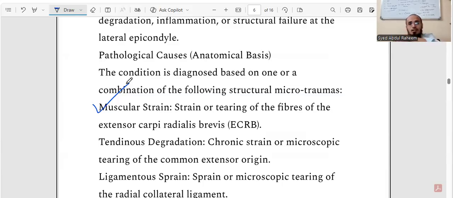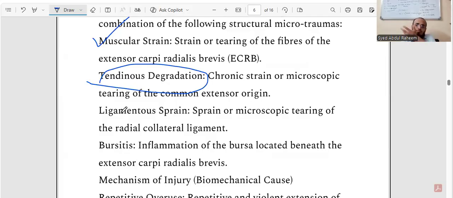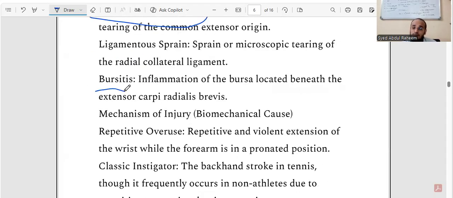Or the epicondyle, ligaments, anything in that area, the lateral epicondyle, or tendinous degradation. The muscle is okay, but tendon damage happened. This mostly happens due to trauma or accident. Maybe the damage happened to the ligament, maybe to the tendon, maybe to the muscle itself, maybe to the epicondyle itself. The bursa is also affected sometimes.